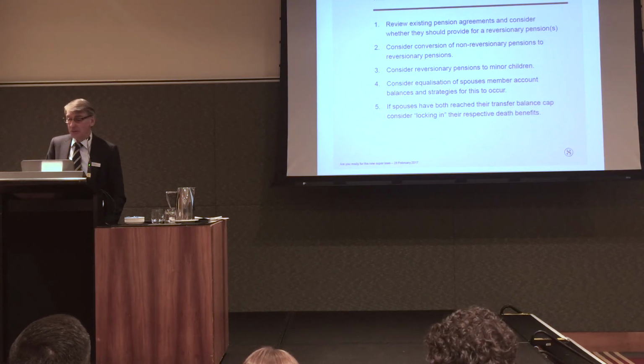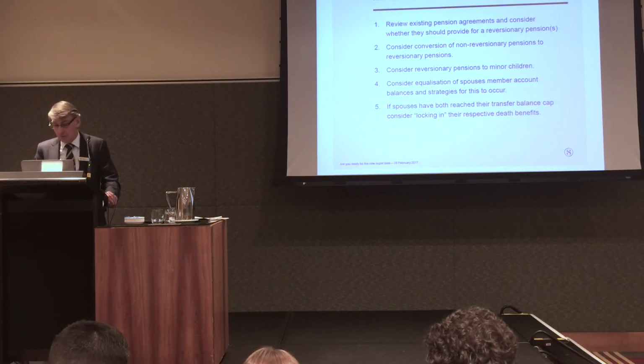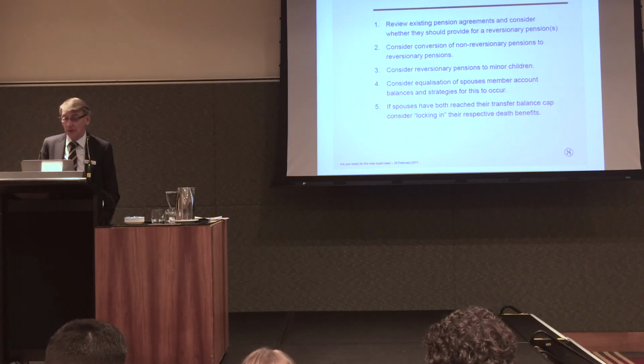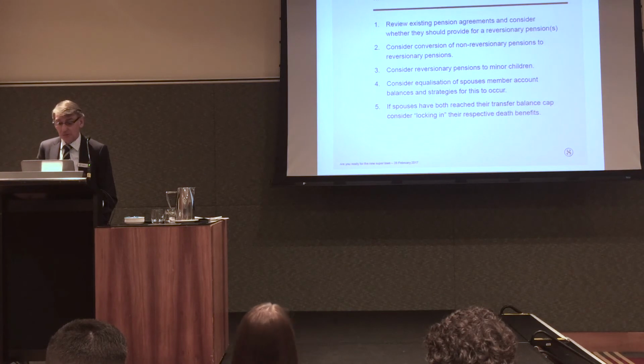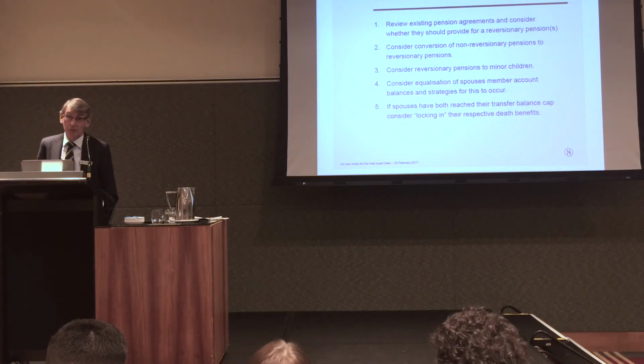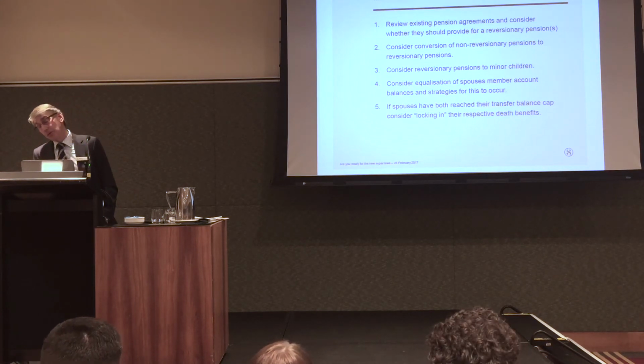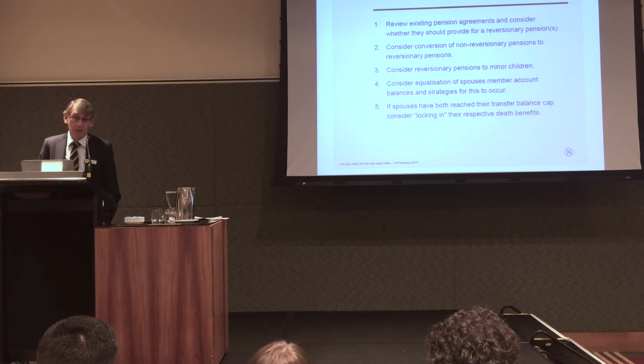One, review existing pension agreements and consider whether they should provide for a reversionary pension. Consider conversion of non-reversionary pensions to reversionary pensions. Consider reversionary pensions to minor children. Consider equalisation of spouses' member account balances and strategies for this to occur. We've got the point of superannuation contributions and the $500,000 issue in the future from an indexation. We've got the $1.6 million cap. We've got a whole lot of issues with regard to contributions.